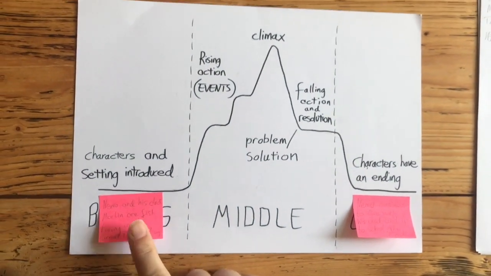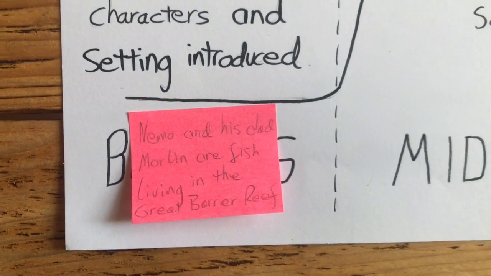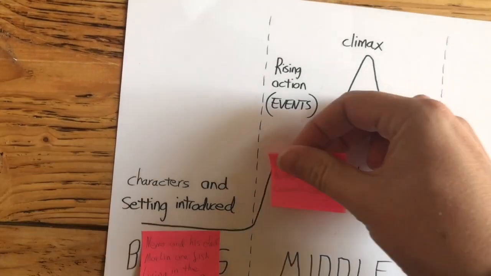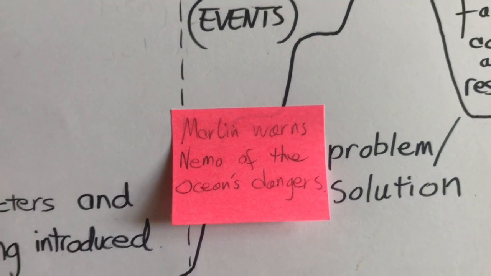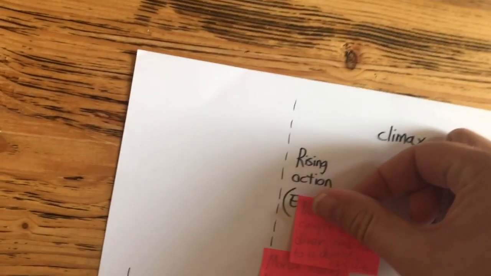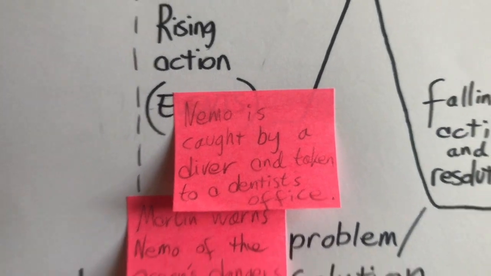Okay, so again, start at the beginning. Character setting introduced. Nemo and his dad, Marlin, our fish, living in the Great Barrier Reef. Marlin warns Nemo of the ocean's dangers, the great dangers that lie in the ocean. Next event. Nemo is caught by a diver and taken to a dentist's office.